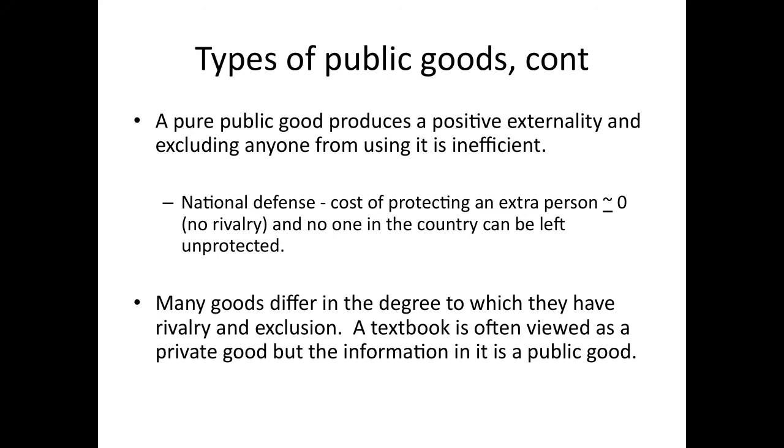And as I said, many goods differ in the degree to which they have rivalry and excludability. A textbook is often viewed as a private good, but the information in it is a public good. And so I can buy a textbook and I can own that textbook. That's mine. That makes it a private good. And my consumption of it and ownership of it creates a dimension where I can exclude others from consuming it, but the information in that textbook is often a public good in that it's in the public domain and considered as common property.